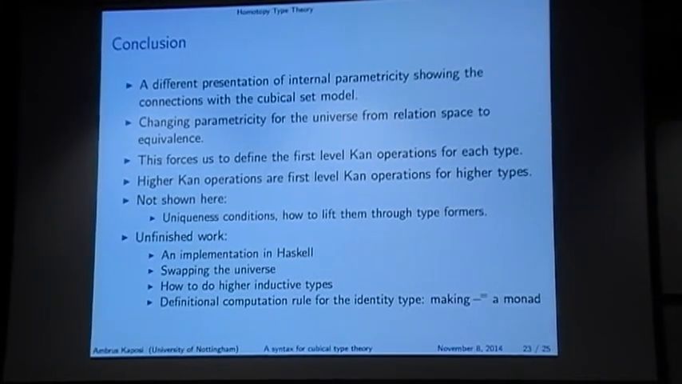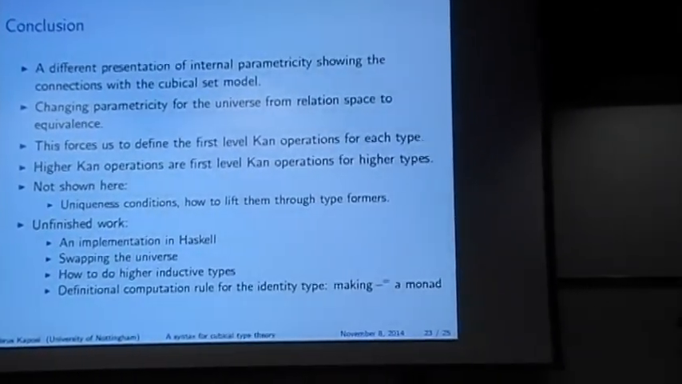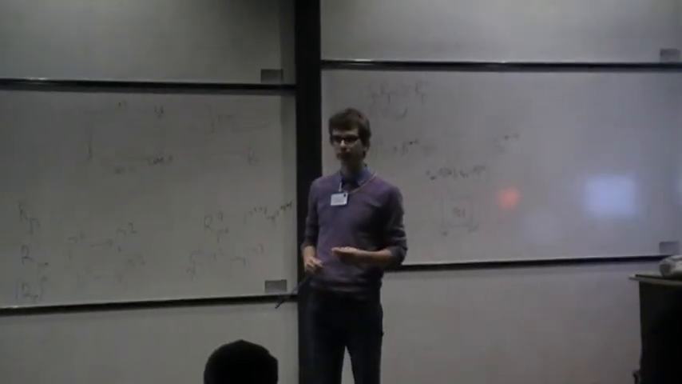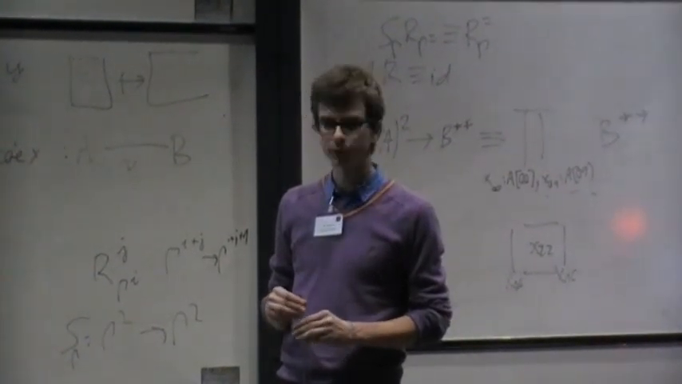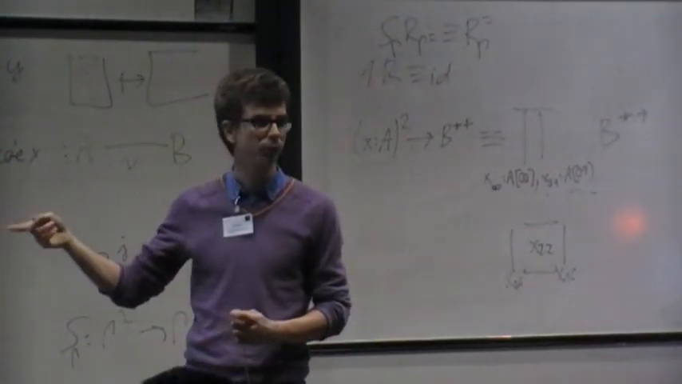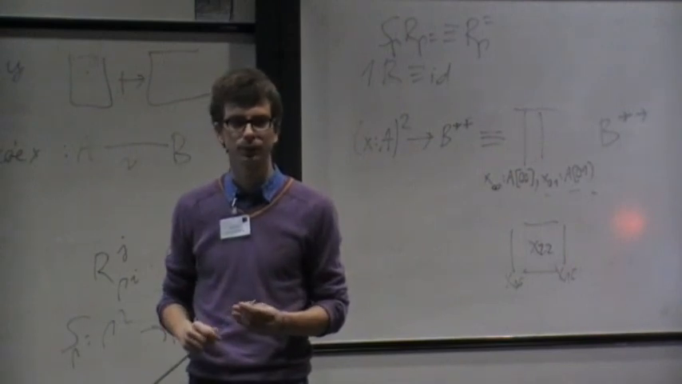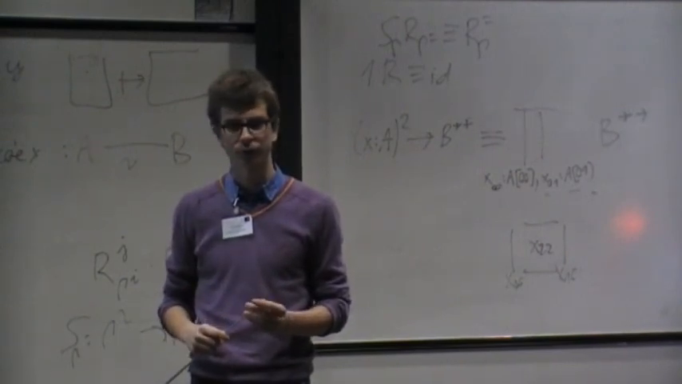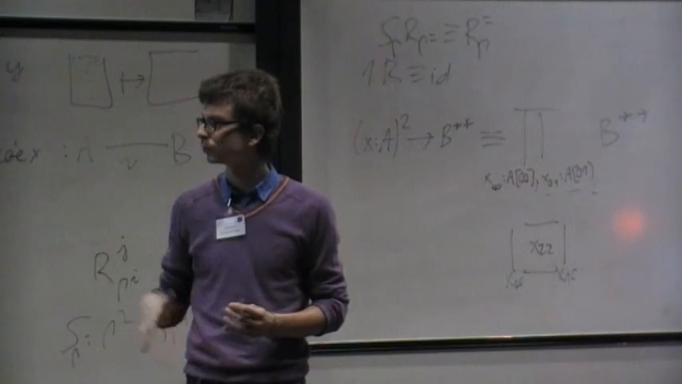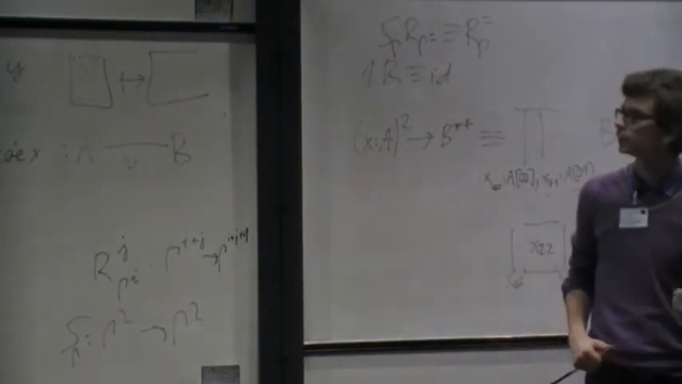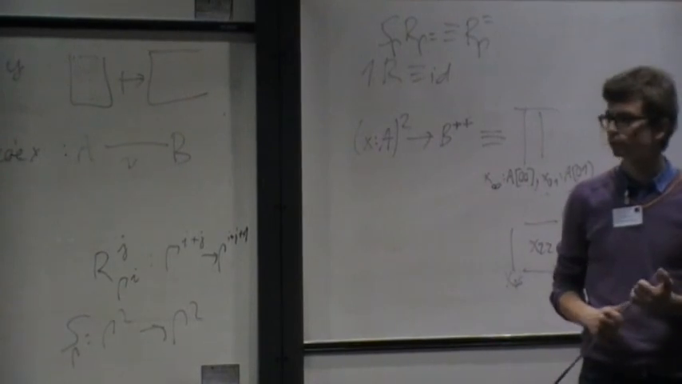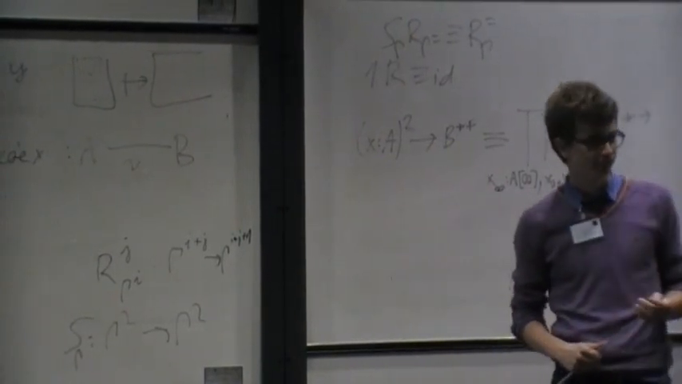And there are some open questions: how shall we do higher inductive types, and whether we get the definitional computation rule for the identity type. This equals functor, if it's also a monad, it seems that we then get these connections, these connected cubical sets. So that's the additional operations that we need to define for that. So that's all I wanted to say.